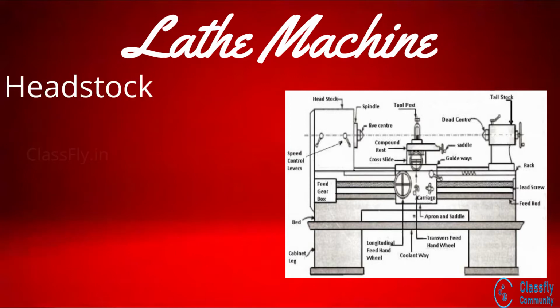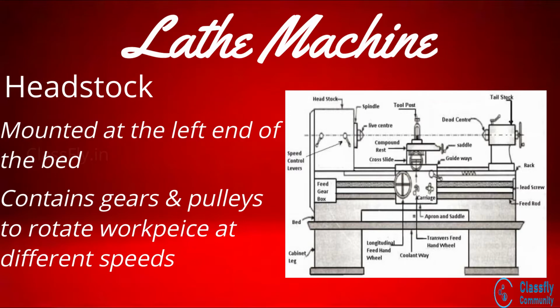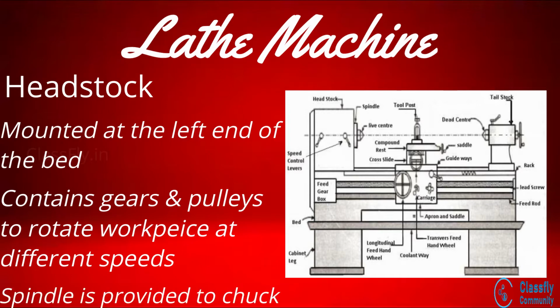Headstock. Well, this is mounted at the left end of the lathe bed. It contains gears or pulleys by means of which the workpiece can be rotated at different speeds. The spindle is provided with a chuck to support one end of the workpiece while it is being rotated.